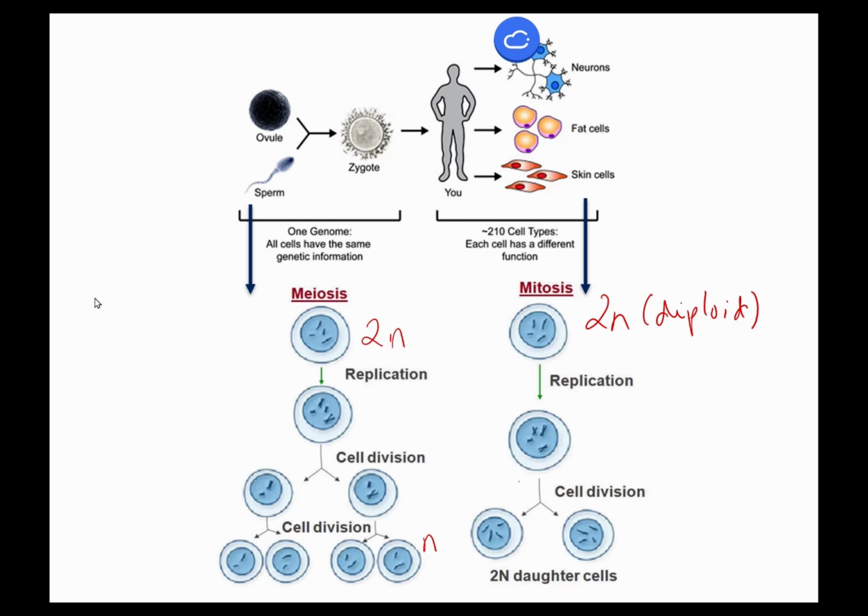So let's fill this in. 2N, it stays 2N all throughout. All these cells are 2N. Here, this is 2N, but after cell division, this is the reductive phase, and so this becomes N right away, and then all of these are N. They have to be N because 2 N cells come together to make the diploid zygote.